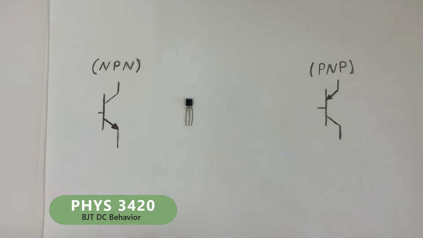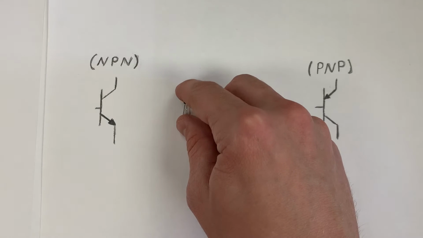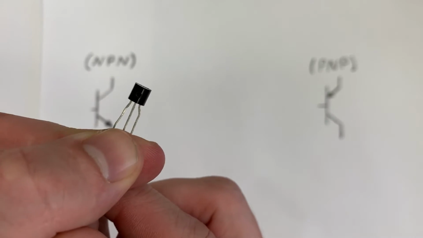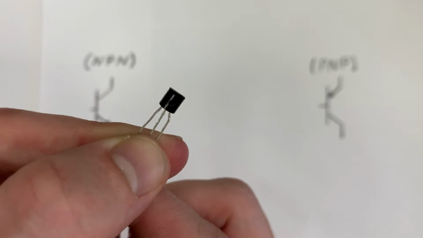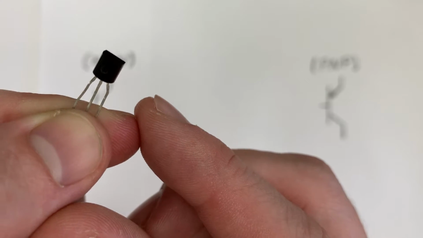I'll be filling in for Jacob in today's lab video, which will be covering Lab 5, Transistors 1, the BJT DC Behavior, and Curve Tracer. We'll be introducing this new item, the bipolar junction transistor, that's the BJT. And it's a 3-terminal semiconductor device.